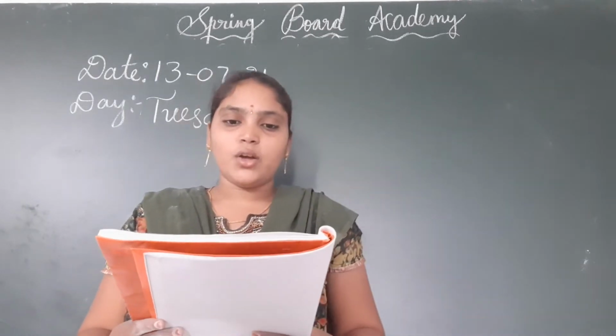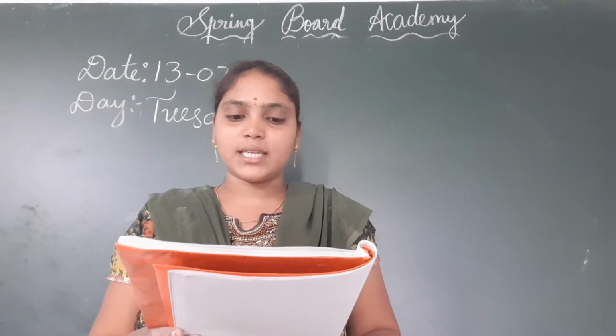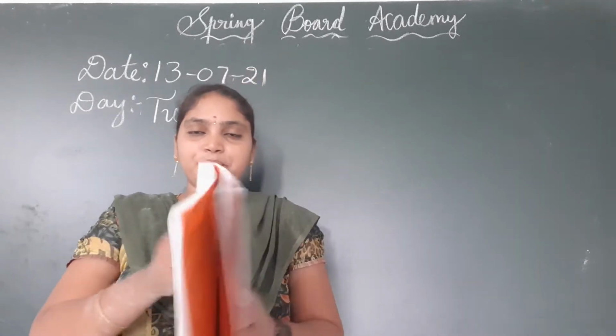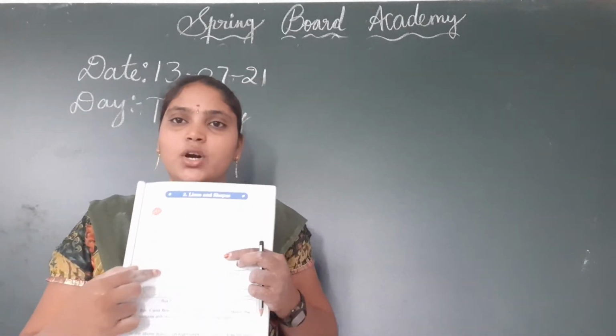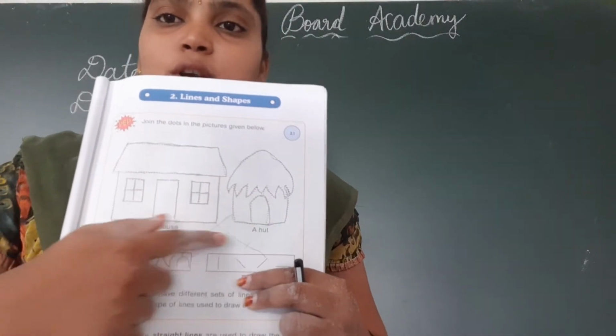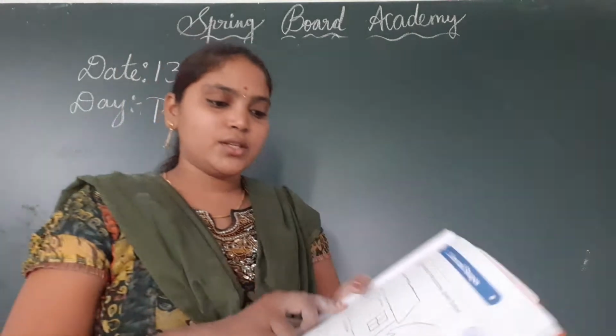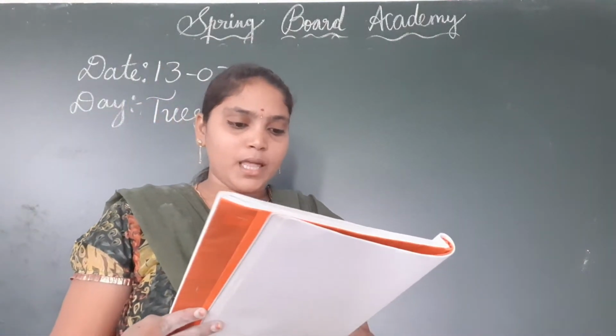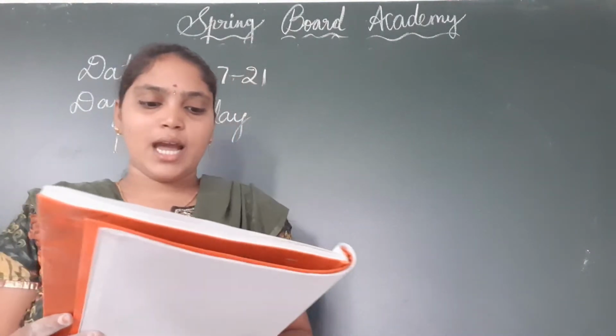So first join the dots in the pictures given below. Okay, here you have to join these dots and complete this picture, everyone, children. Like this you have to join these dots. Yes, everyone join these lines. So after joining these you have to check, children.